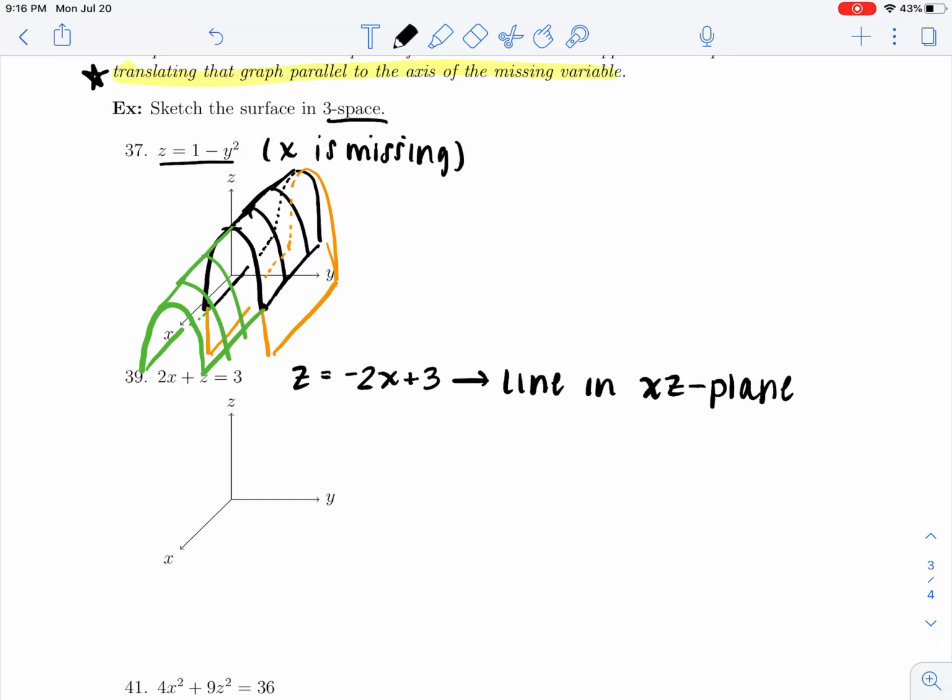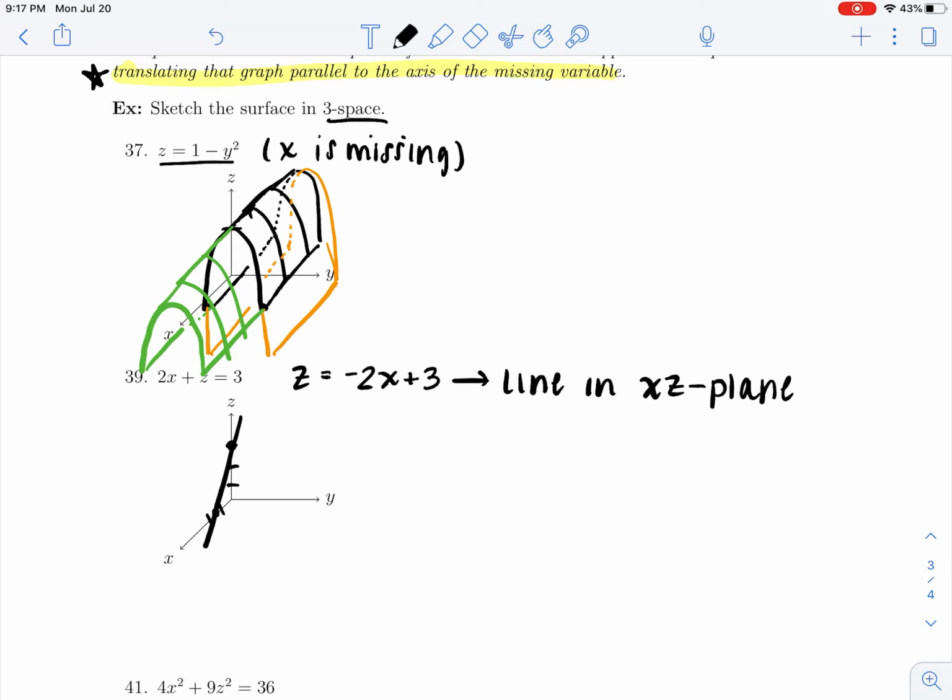So let's plot that line. We have a z-intercept of 3. So 1, 2, 3. All right, and then what would our x-intercept be? If I plugged in 0 for z, my x-intercept would be 3/2. So we're halfway between 1 and 2. And then just graph that line segment. Now again, this line goes on for infinity. I'm stopping it right here, but you could make it shorter or longer.